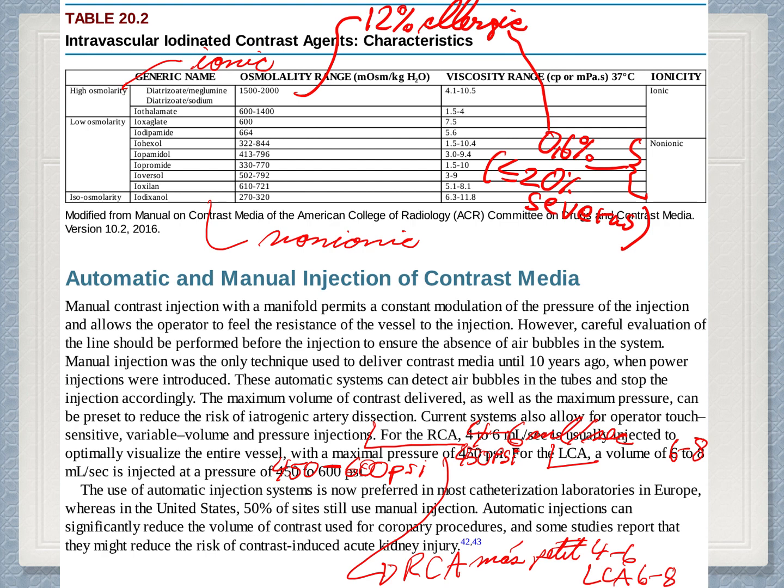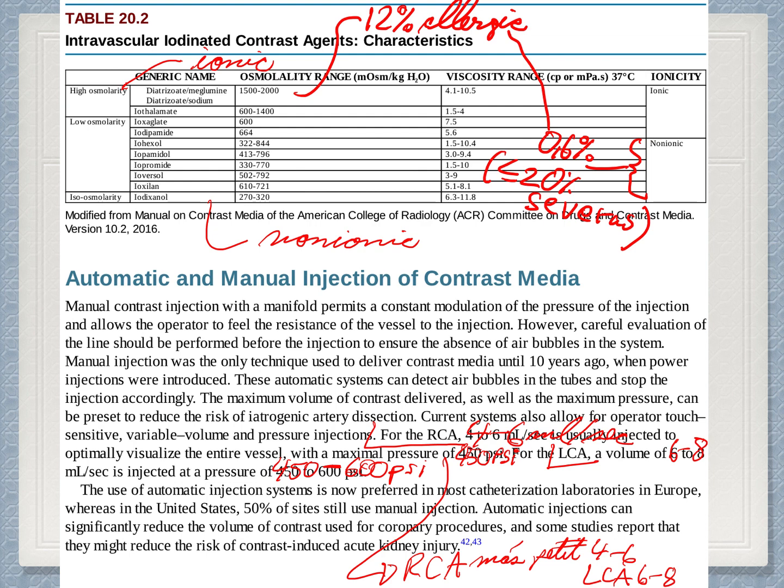Automatic and manual injection of contrast media. You can do this manually in general, or with a new technology. You have a manifold, which basically is a constant modulation of the pressure of the injectate. So in general, at Costa Rican centers, it is done manually, but the information we need to know is that for the right coronary artery, since it is not that long an artery, a little smaller than the left, you need 4 to 6 ml injection speed per second, and up to a maximum of 450 psi.